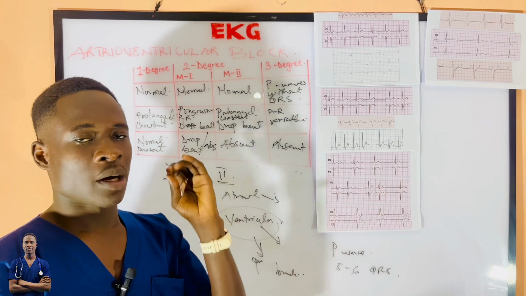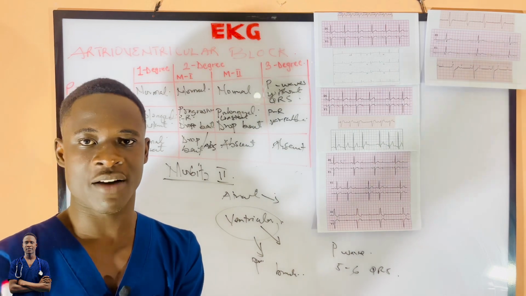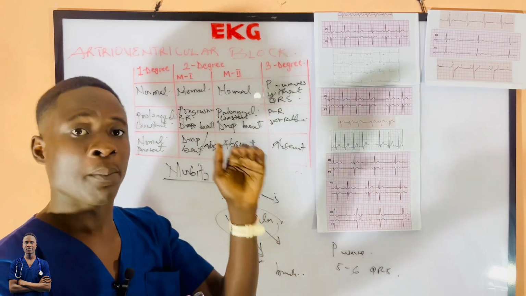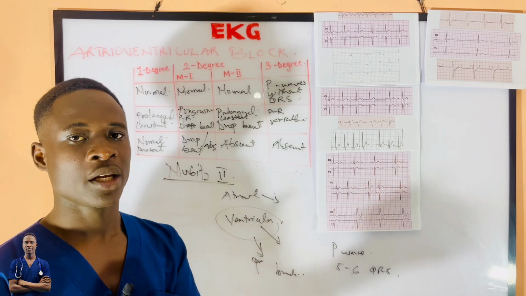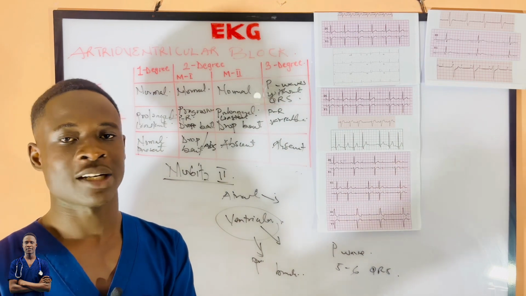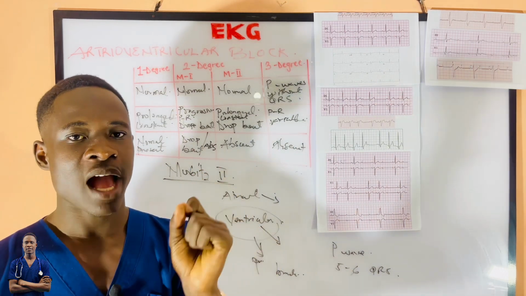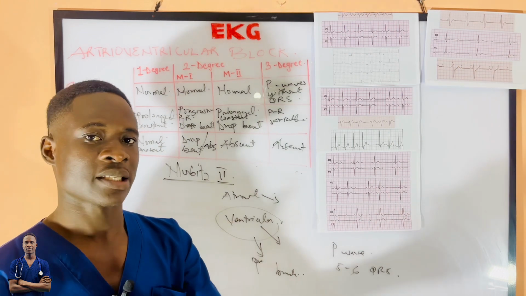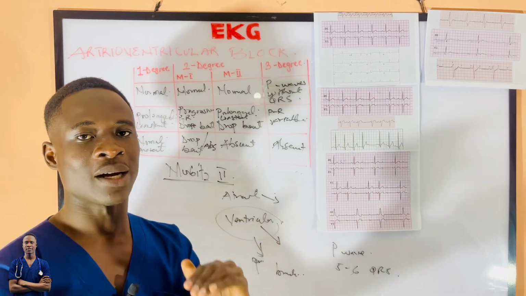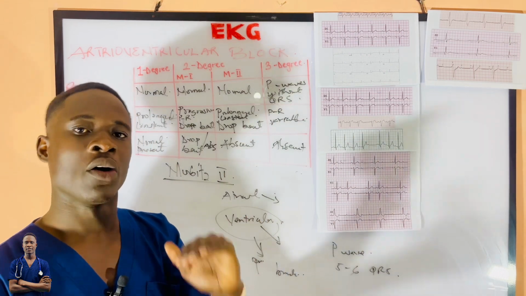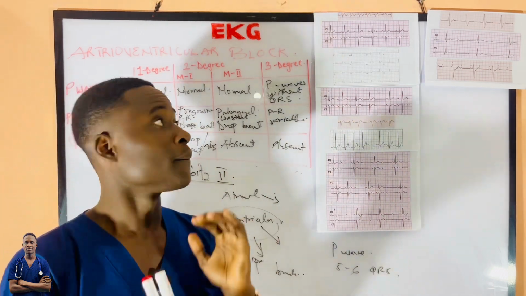The Mobitz 2, we are going to get constant PR intervals, which are constantly prolonged until it simultaneously blocks. So it's not progressive as compared to Mobitz 1. And when you talk of the third degree, you find a lot of P waves without QRS complex. And also, most importantly, you are going to get a PR interval that varies. You can get some that are short, some that are long, with no specific pattern. And then it spontaneously undergoes total blockage or a drop in beat. So that is basically what the atrioventricular block entails.